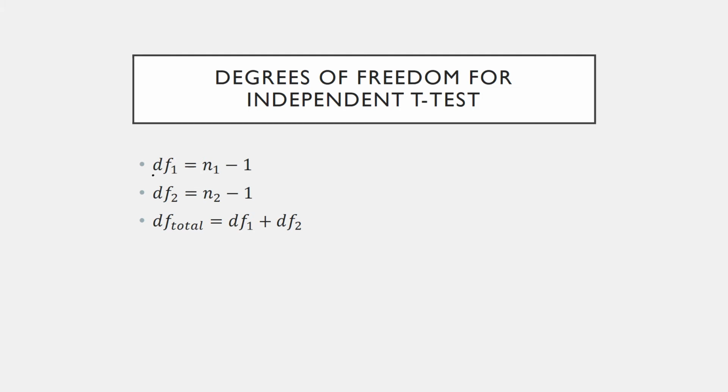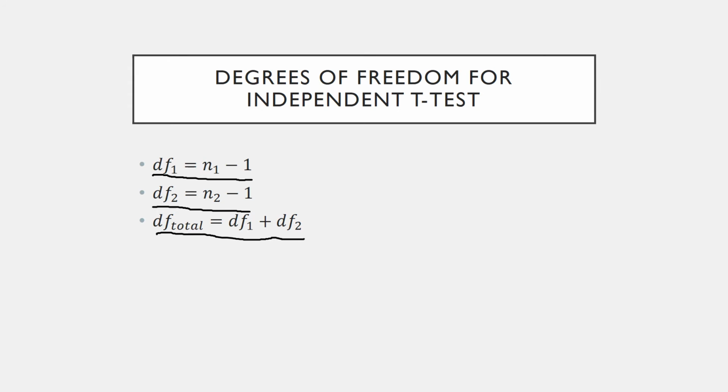So for your first column, you have the degrees of freedom 1, which is your sample size for the first column minus 1. And then we have degrees of freedom 2, which is the number of observations in your second column minus 1. And then you add those two up to get the degrees of freedom total. Note that the N1 and N2 can be different. It doesn't have to be the same. So you can have 3 observations in your first column and 4 in your second column, and that's okay.